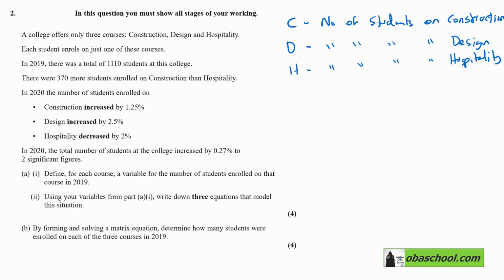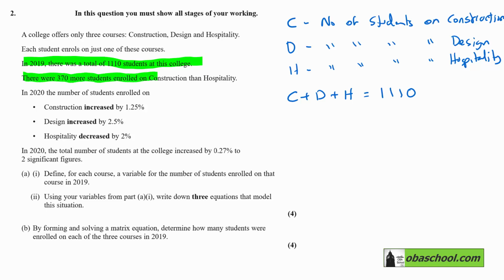Then, once that's done, we want to use the variables to write down 3 equations that model the situation. So what do we know here? We know in 2019 there were a total of 1,110 students at the college. Now, all of the students do one of these courses, and that means we can say that C plus D plus H would be 1,110. We also know that 370 more students enrolled on construction than hospitality. So that means that C take away H is equal to 370.